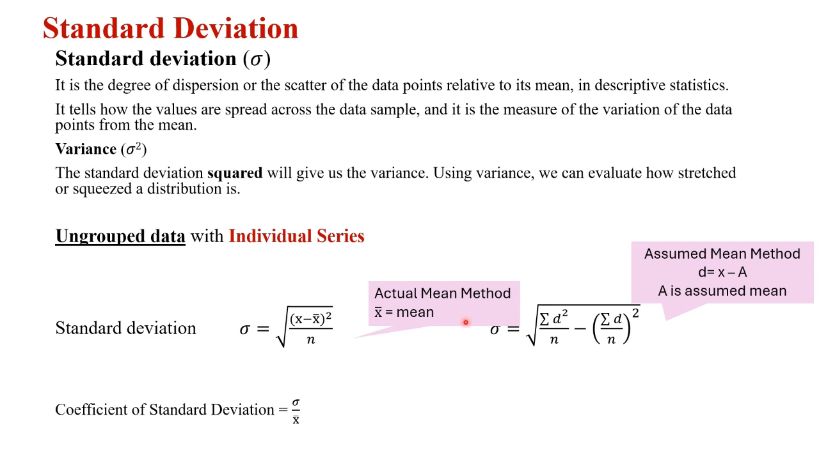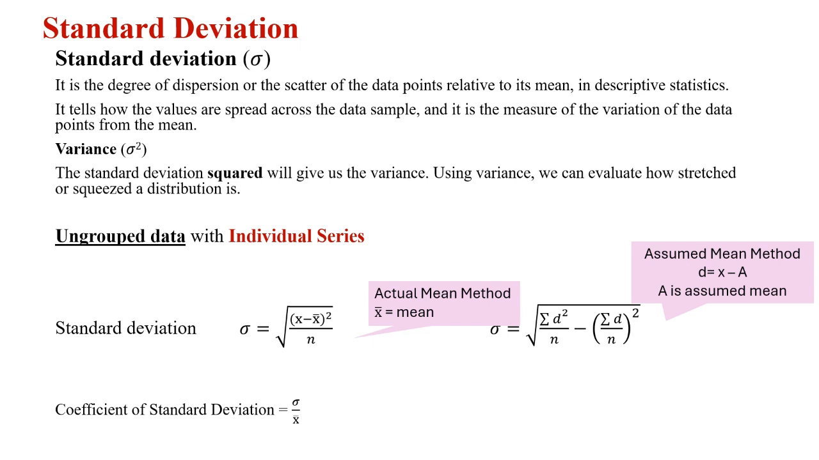The actual mean method, with the formula sigma is equal to under the root of summation (x minus x bar) whole square divided by n, and for the assumed mean method, sigma is equal to under the root of summation of d square by n minus summation of d by n the whole square. Coefficient of standard deviation is given by sigma by x bar.